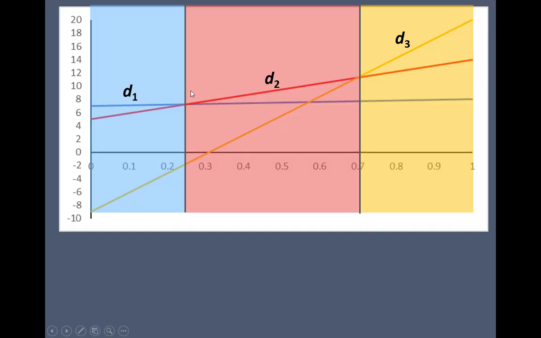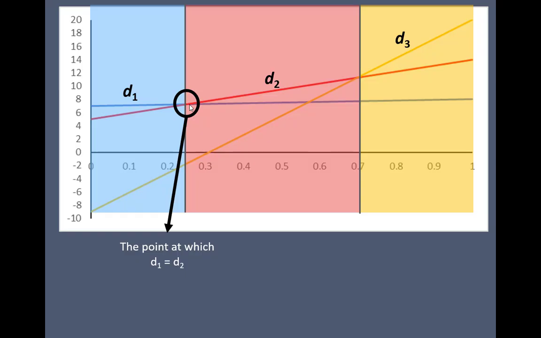So to figure out exactly what the value of this intersection point is, well, that is the point where my expected value of decision 1 and my expected value of decision 2 intersect. So if I set those two expressions equal to each other, what I will be able to do is to solve for the exact probability that that transition takes place.